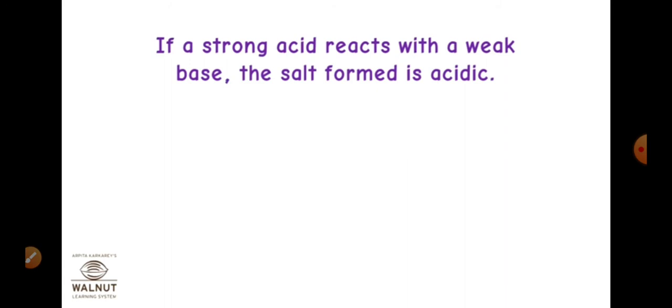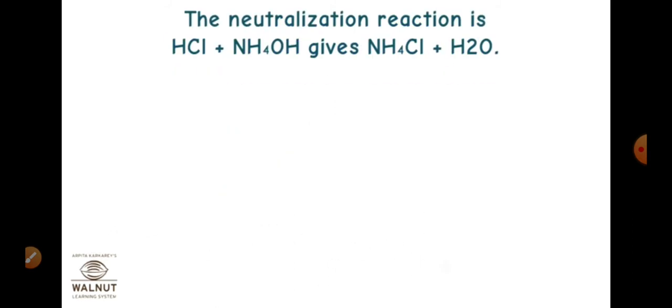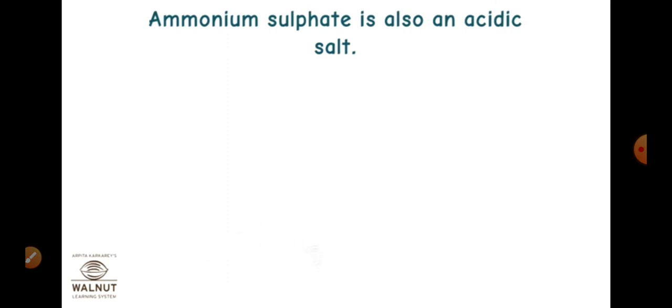Okay. If a strong acid reacts with a weak base, the salt formed is acidic. See, hydrochloric acid or HCl is a strong acid and ammonium hydroxide or NH4OH is a weak base. So here the salt formed will be acidic. The neutralization reaction is HCl plus NH4OH gives NH4Cl plus H2O. The salt formed is ammonium chloride. What kind of salt do you think it will be? It will be acidic. Okay, it is an acidic salt. Ammonium sulfate is also an acidic salt.